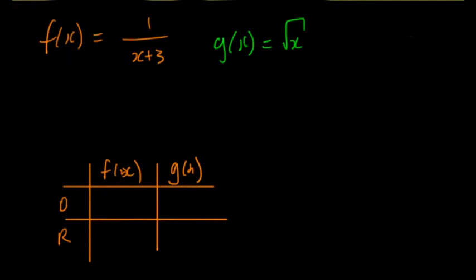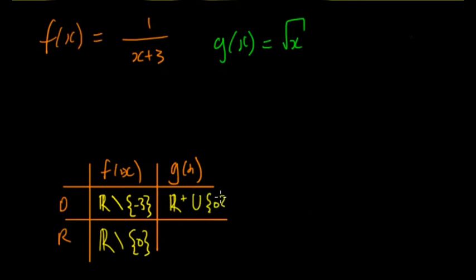So a good way of representing this and checking your answers is to draw a table. We have f(x), g(x), and you have the domain and the range. So looking at the domain of f(x), that is all real numbers apart from negative 3. And then the range is going to be all real numbers apart from 0. Then the domain of g(x) will be all positive values, including 0. And then the range is all the positive values, including 0.